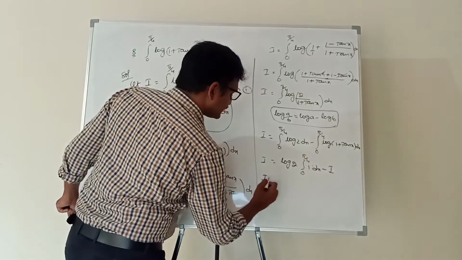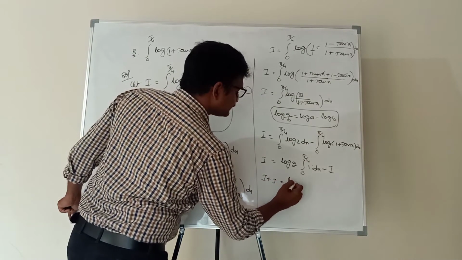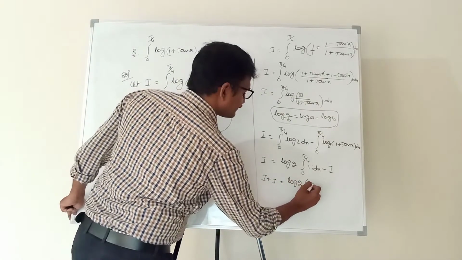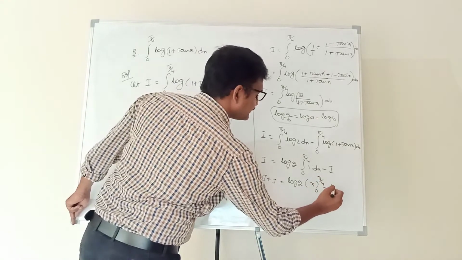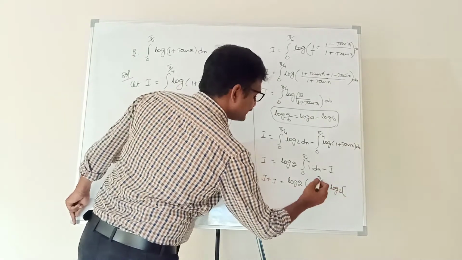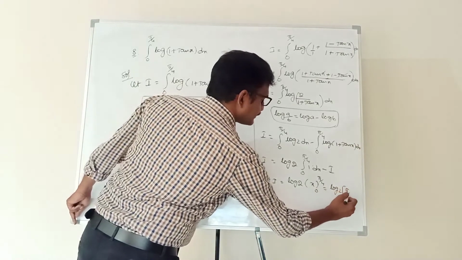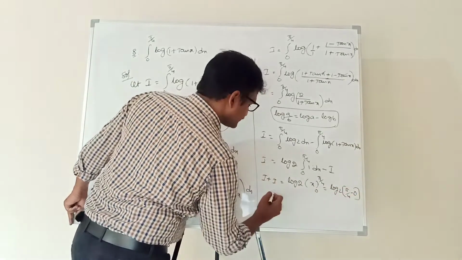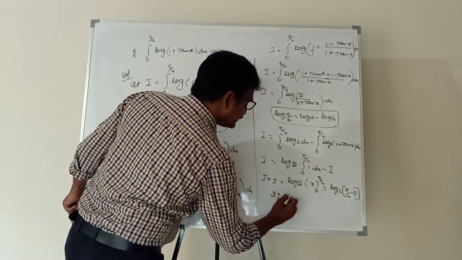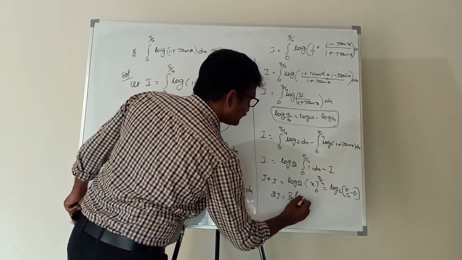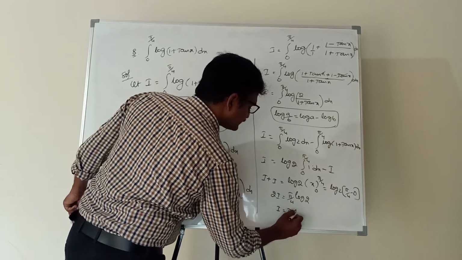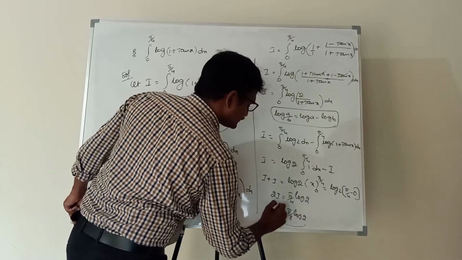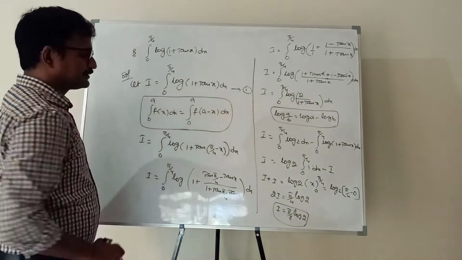So I plus I is equal to log 2 into the integration of 1, which is x, from 0 to pi by 4. Log 2 into, substitute upper limit minus lower limit, pi by 4 minus 0. 2I is equal to pi by 4 log 2. So I is equal to pi by 8 log 2. This is the value of the given problem.